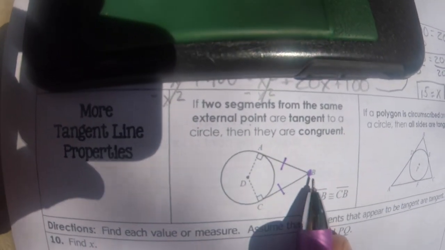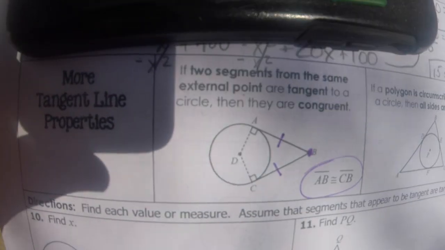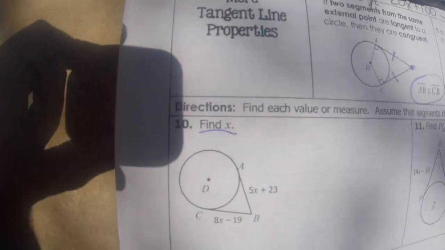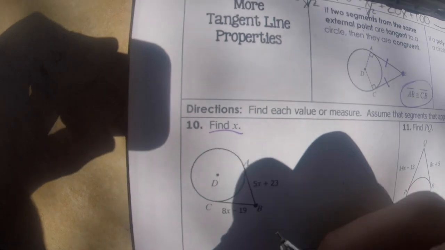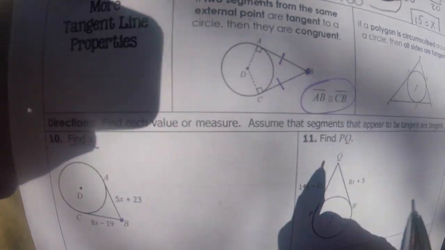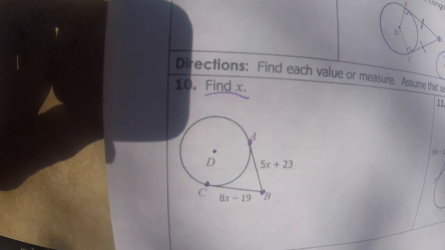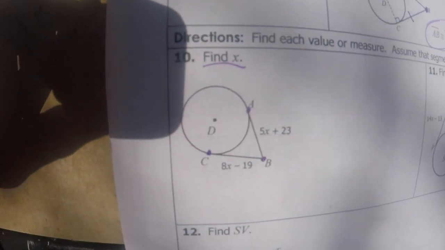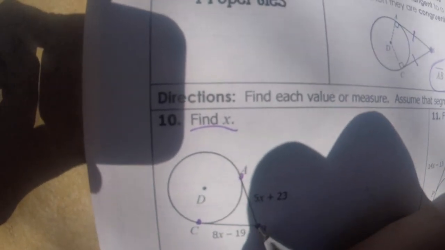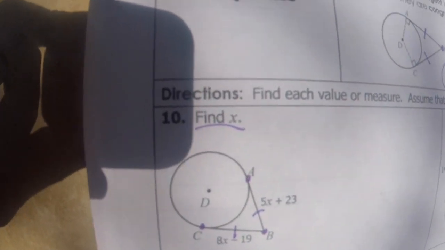2 segments from the same external point are tangent. That means they are the same length or congruent. So if I need to, in number 10, solve for x, it looks like these 2 tangent lines, because it says assume that the segments appear to be tangent, are tangent. So we're going to assume that these are tangent lines because they appear to be tangent lines. And now, what do I know if I have 2 tangent lines that extend from the same external point? Well, I know that they are congruent or equal to each other.